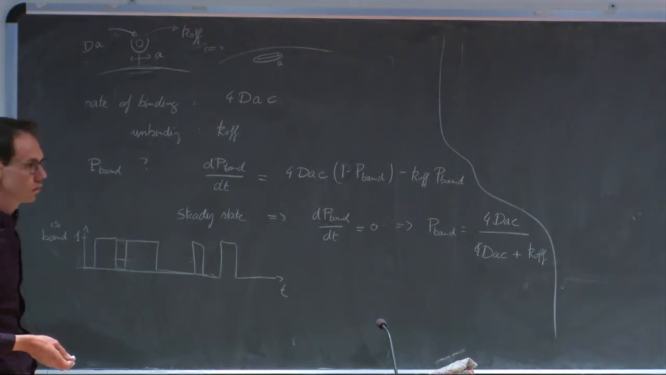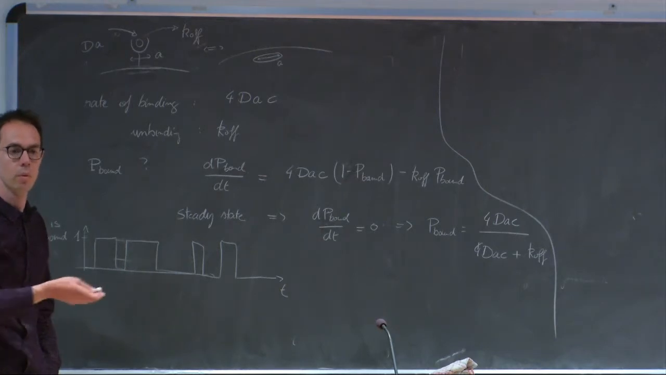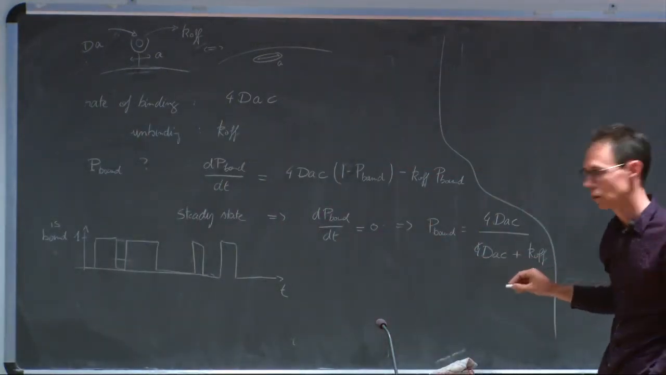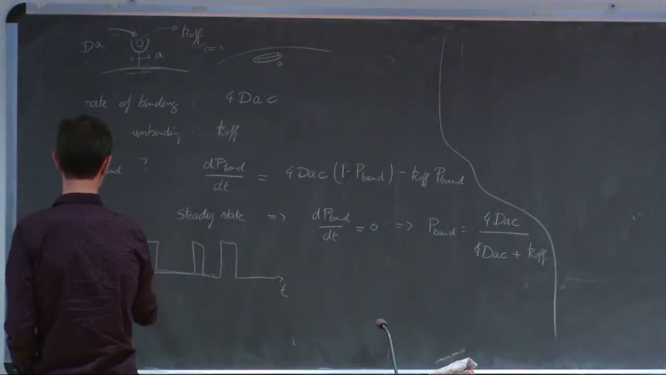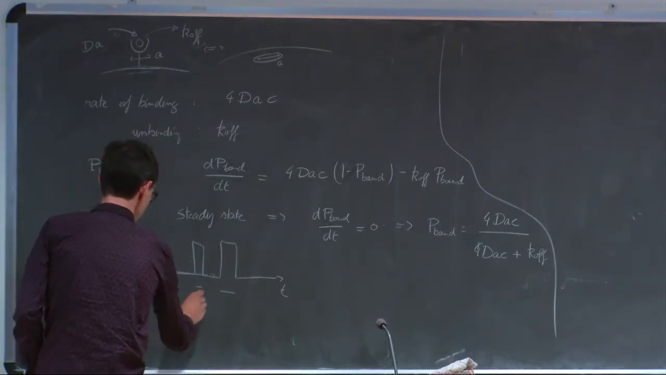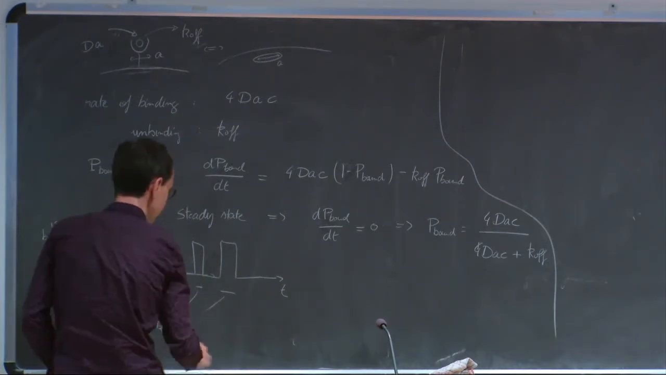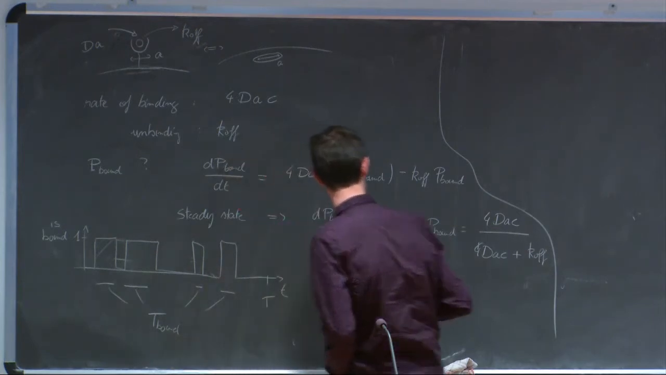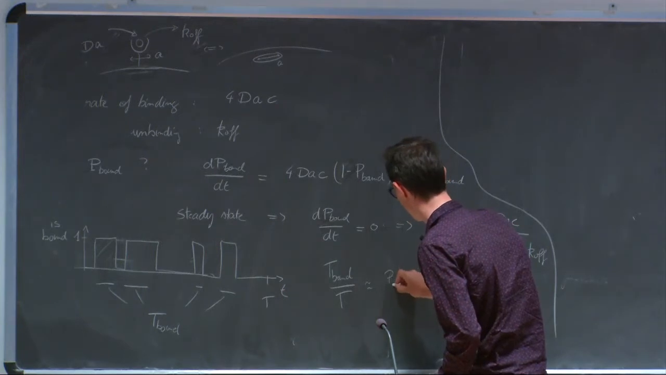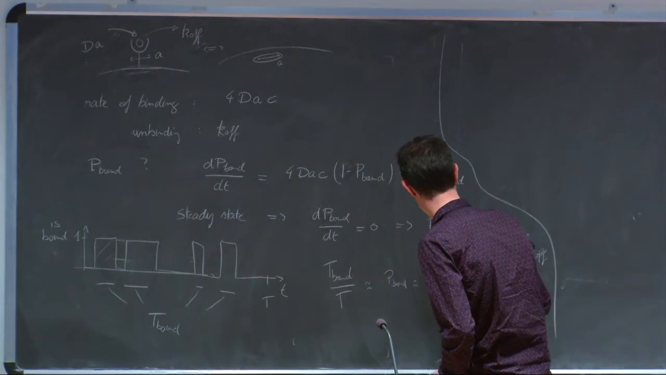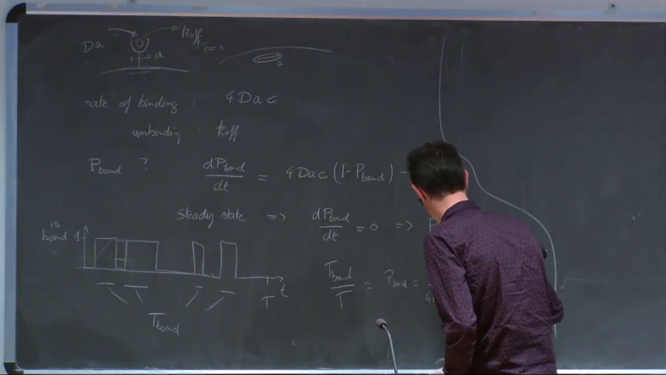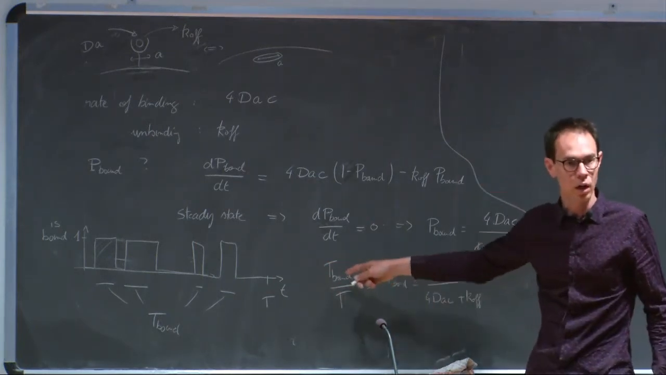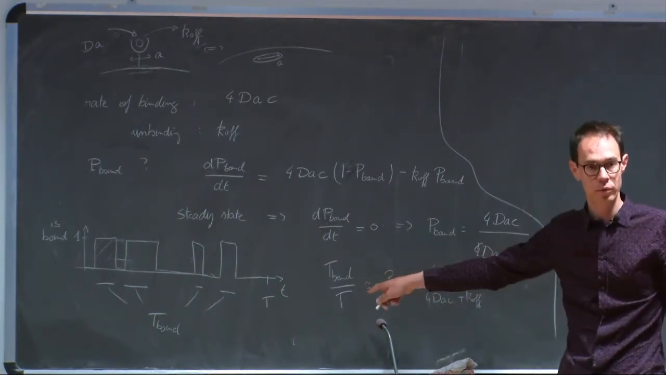So if you see this kind of thing, and you want to estimate the concentration, what would you do? What would be your first guess? It's the fraction of time. Yeah, very good. You look at the fraction of time you were bound: this plus this plus this plus this, I'll call this T bound. I take T bound over the total time of my observation, and this is about equal to the probability of being bound. So that would be a good guess. You estimate how often you were bound, and then you invert this relationship to get C.